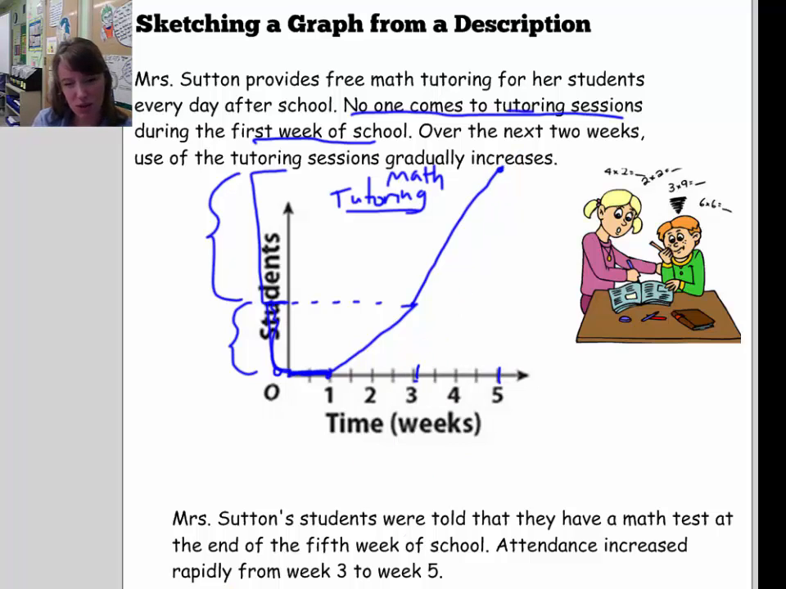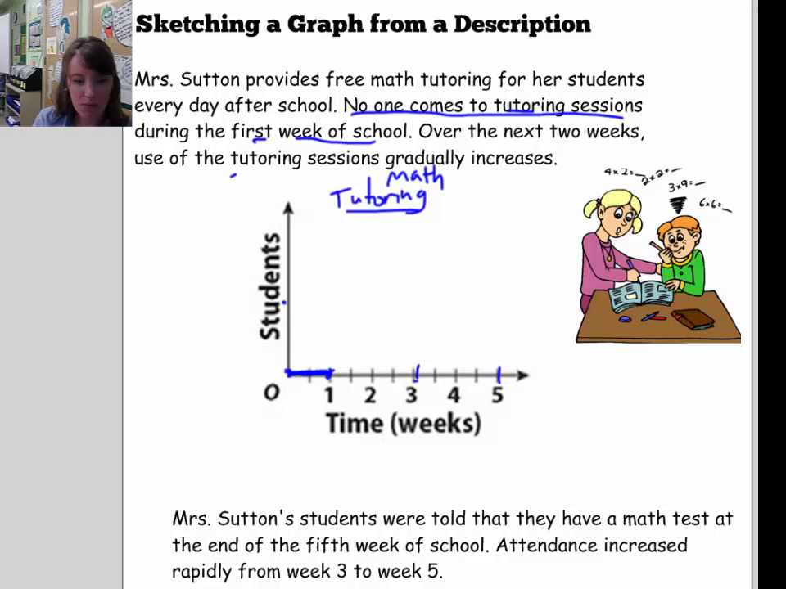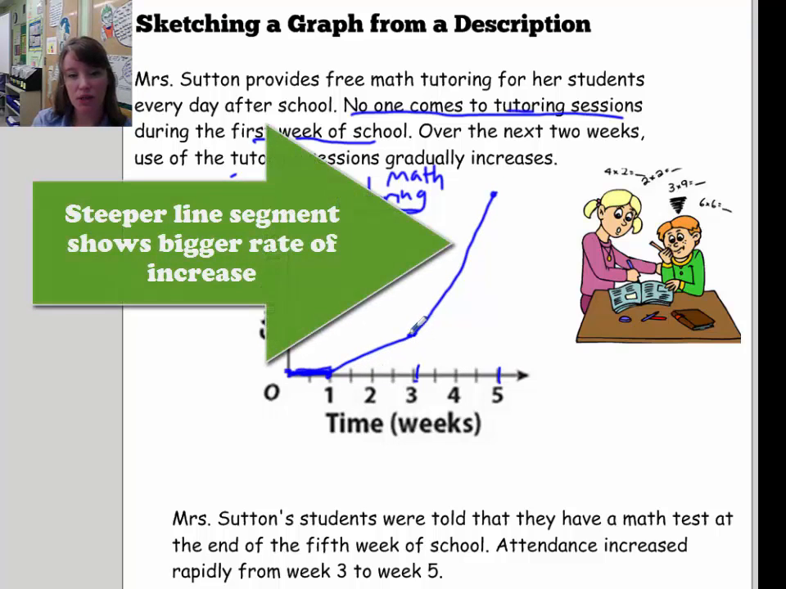And again, those line segments don't look as different as I want them to. So let's actually recreate them a little bit. Okay, so there's a steady increase. Let's say that she only has about this many people who come in week 3, and then by week 5 we have a rapid increase. So let's see, it goes up to about this much right here. So there's no students, and then there's a slow increase of students, and then we see from week 3 to week 5 a rapid increase.